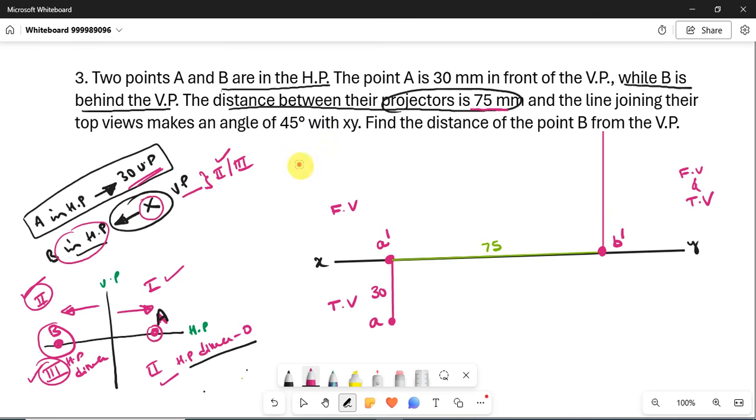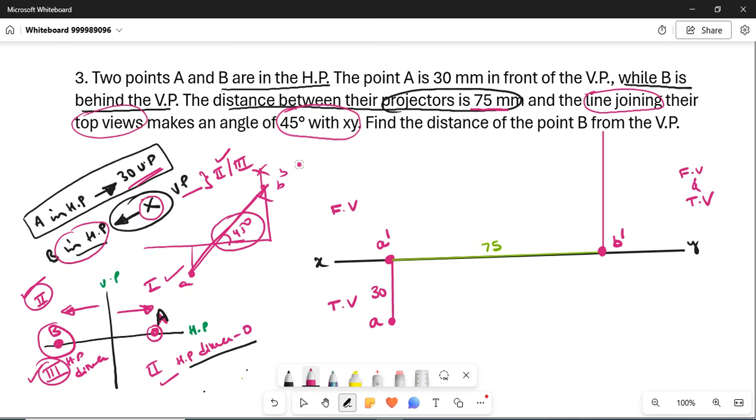Now, next, what is the clue given here: the line joining their top views makes an angle of 45 degrees with the XY line. So here A is the top view. B top view we don't know because the VP distance is not given. But when you join, this is the A point, and the B point will be somewhere here. While joining these two points with respect to the XY line, it is 45 degrees.